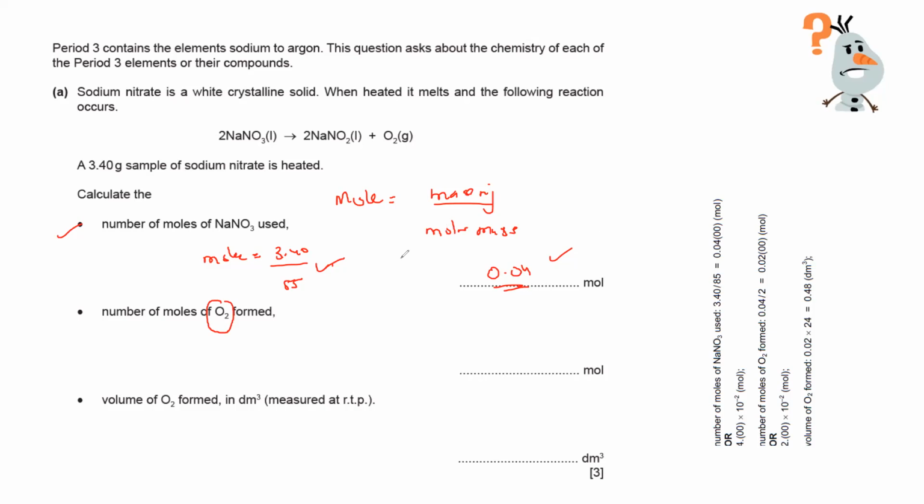In that case, we will take a ratio. And what ratio will we take? Because we have sodium nitrate and we need oxygen, we'll take a ratio between sodium nitrate and oxygen. So what is the ratio between sodium nitrate and oxygen according to the equation? Because you can only take the ratio from the equation. So how many moles of sodium nitrate are there?